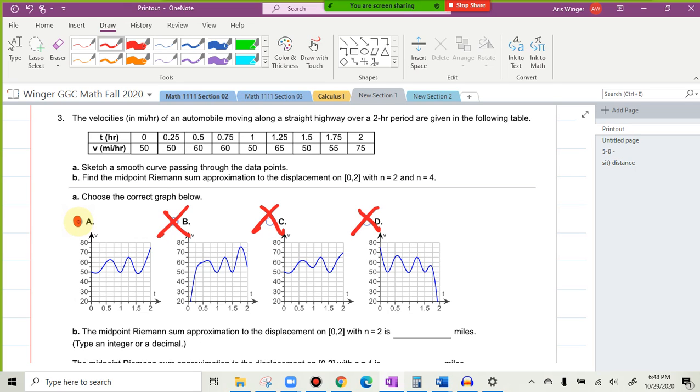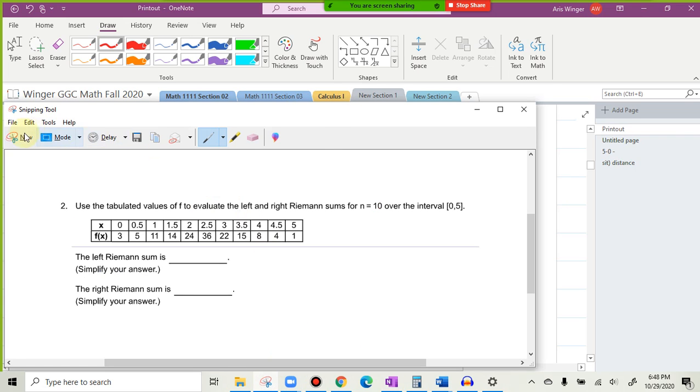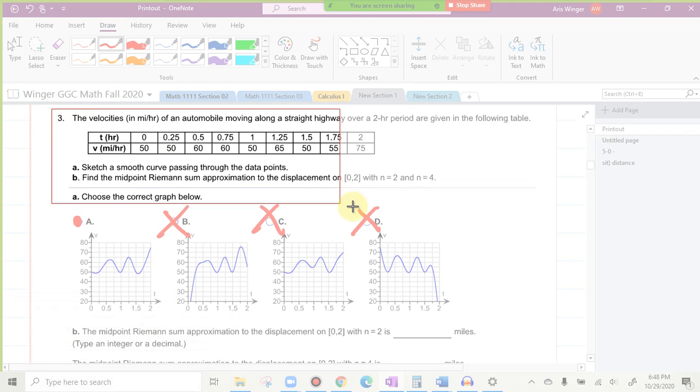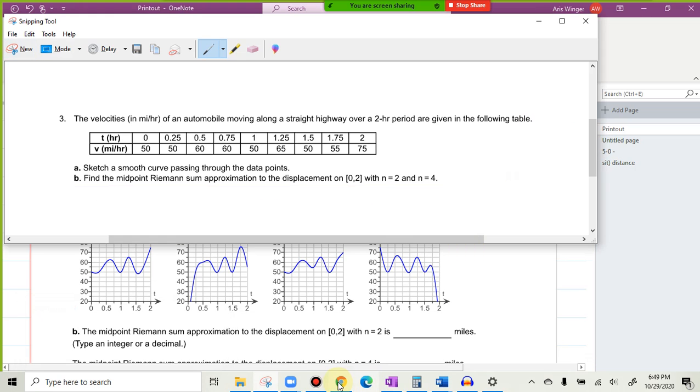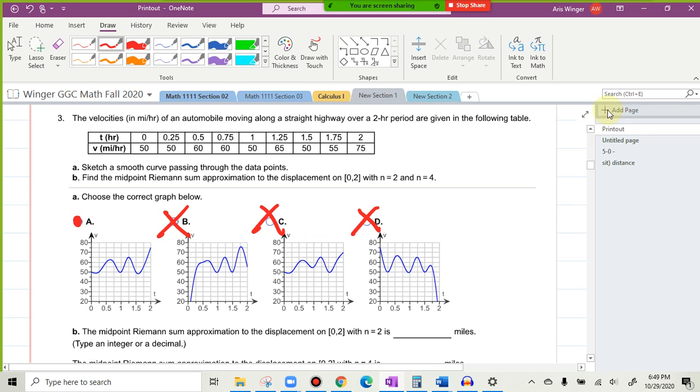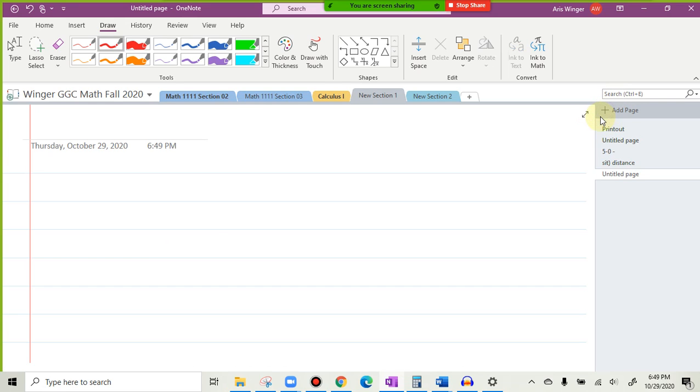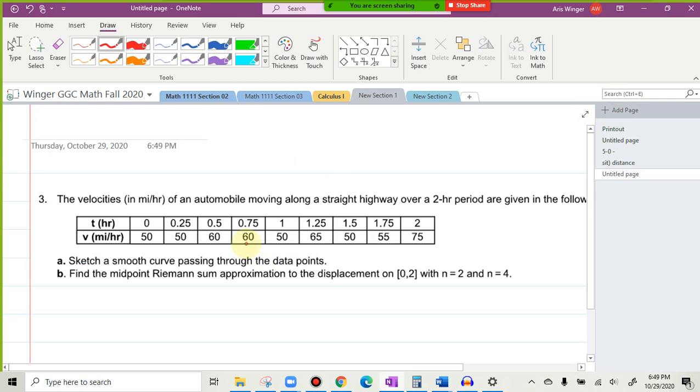Find the midpoint Riemann sum approximation to the displacement on 0 to 2 with n equals 2 and n equals 4. So we'll do a couple of these, right? So all we're doing is approximating with rectangles like we've been doing over the last couple of classes. And now we've just been given a table.